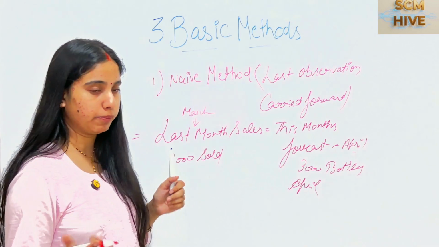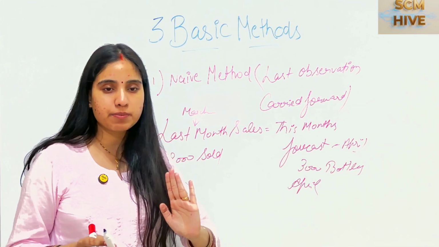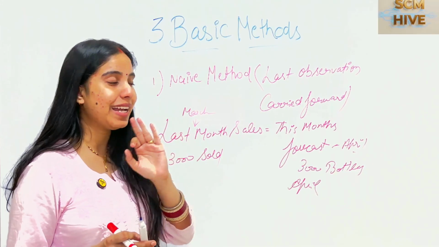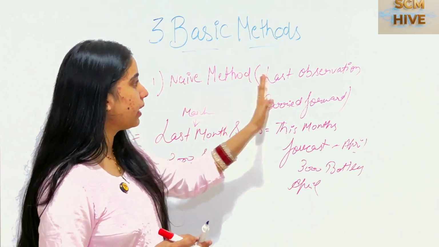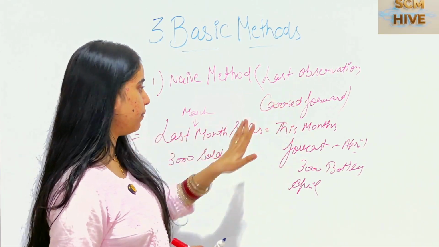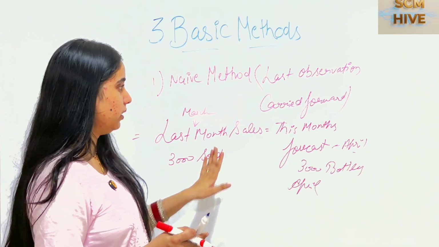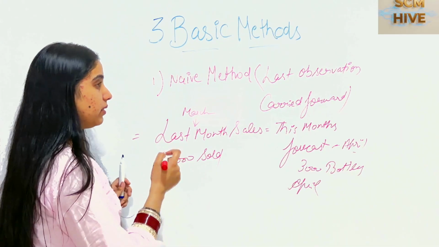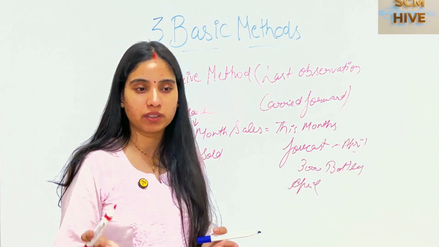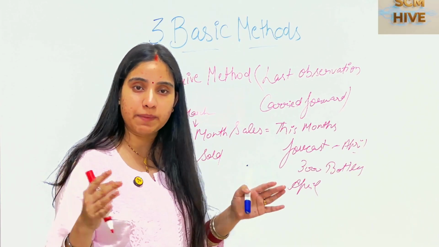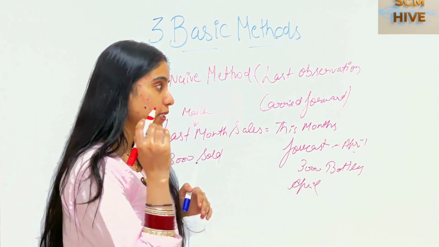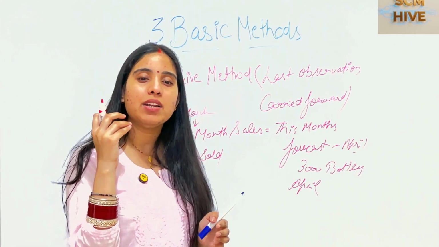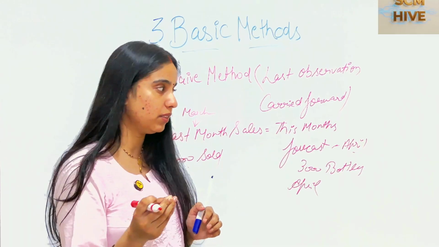Again, I will explain the example. If the factory sold 3,000 bottles in March, we forecast 3,000 bottles for April. Easy. You will be clear from this heading. Last observation. This is the last observation and it is carried forward to April. Now the next question is when this method will work. Can we use this method every time, in every situation? So no. This method will work well when demand is very steady and rarely changes month to month.